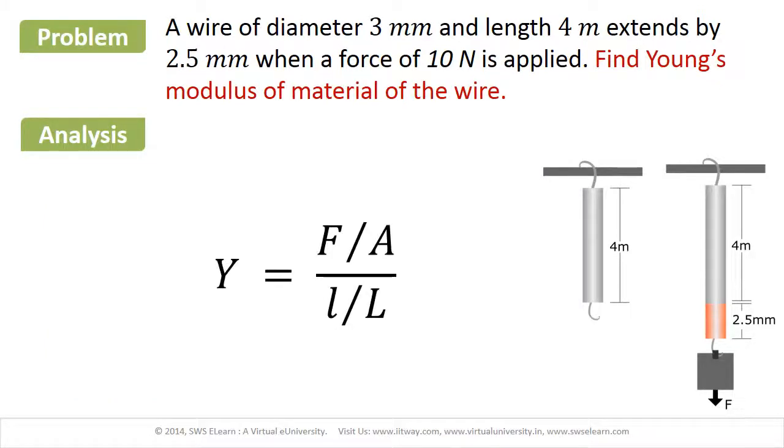The equation of Young's modulus involves 5 variables, namely Y, F, A, small l and capital L. Hence, substituting the given values into the equation, we get the required answer. Solution. Now, let us take the necessary steps to solve the problem.